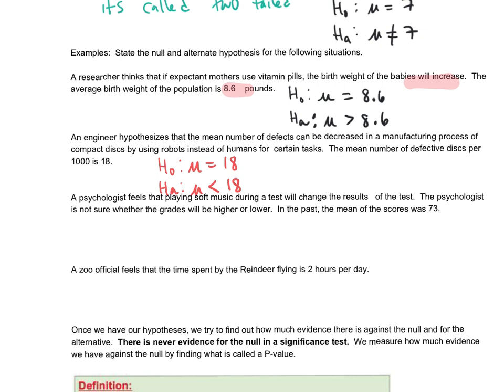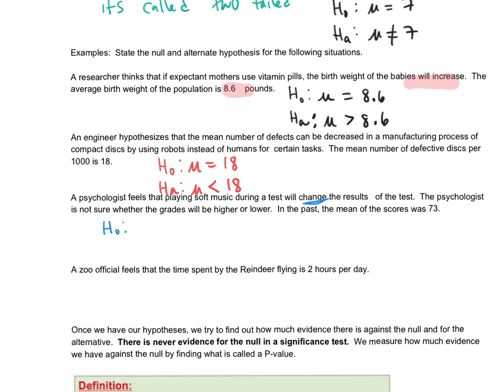All right, so this last one, or the next one, says a psychologist feels that playing soft music during a test will change the results of the test. So he's not sure if it's going to go up or down. So this is again where we're going to do the two-tailed test. Pretty obvious because we're not sure. Change is a pretty key word where we don't know if it's going to go up or down. It's just going to be different.